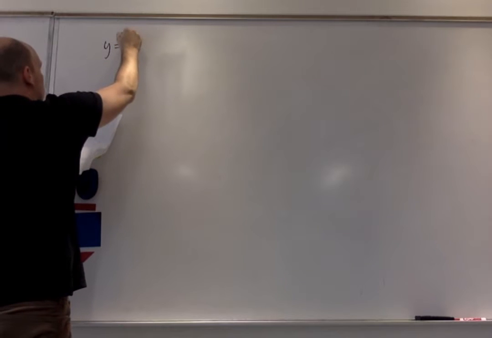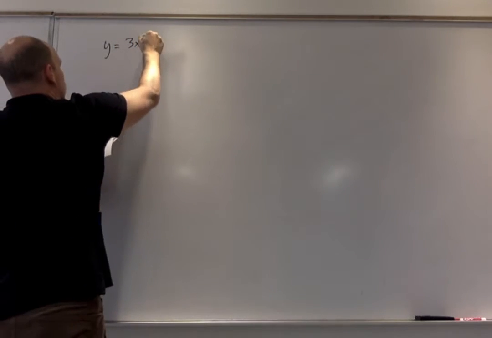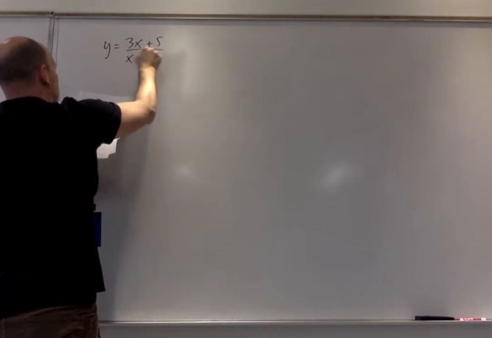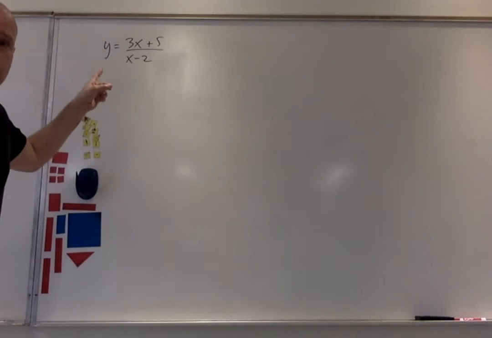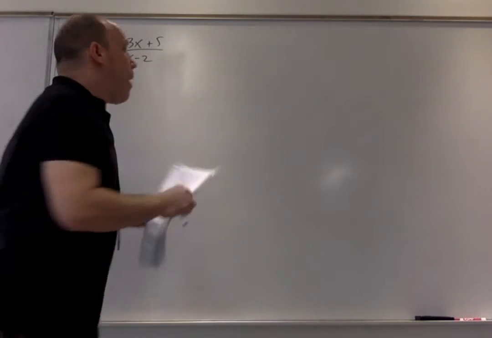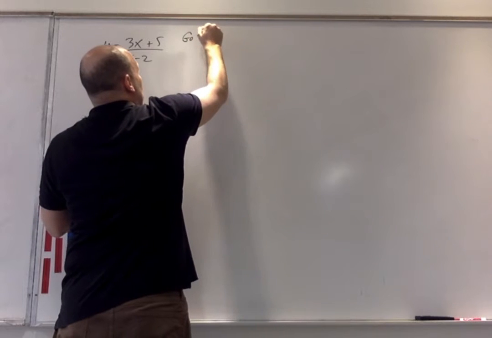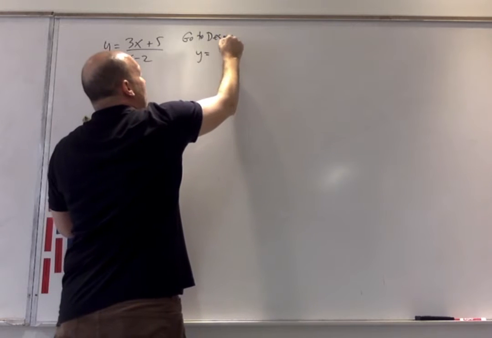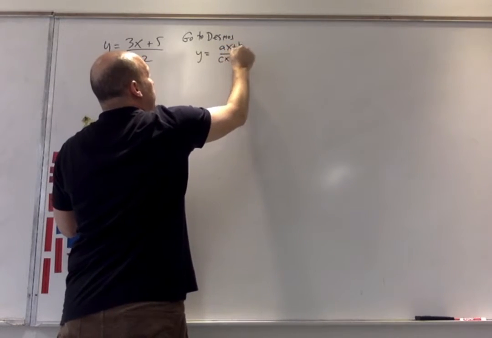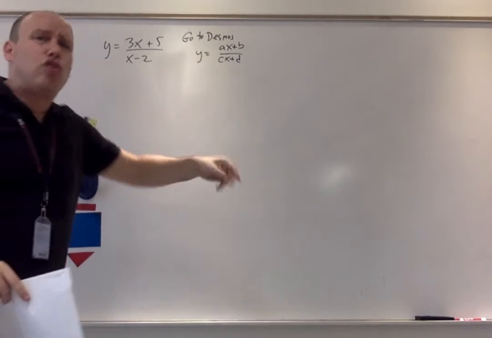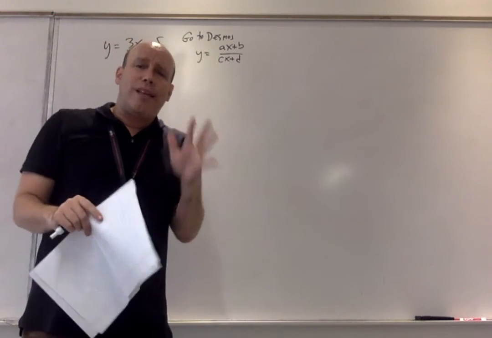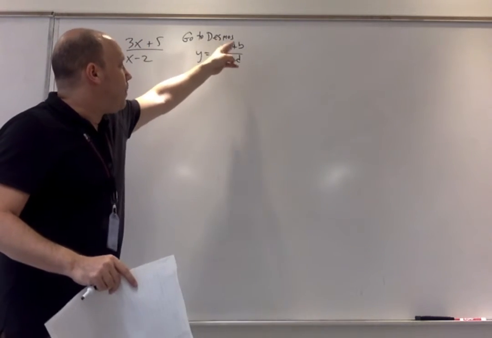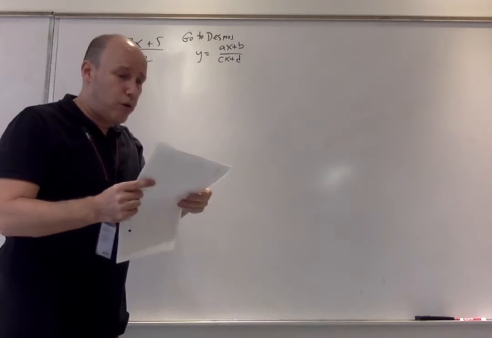y equals 3x plus 5 over x minus 2. Now, before we do this, just refresh your memory by going to Desmos, and I want you to put in y equals ax plus b over cx plus d. Fool around with the sliders so you know what this looks like. We just want a sense of what it looks like if we have to sketch. So fool around with your a, b, c, d.